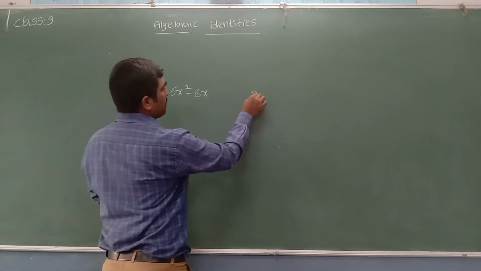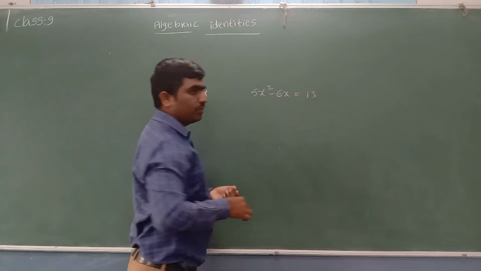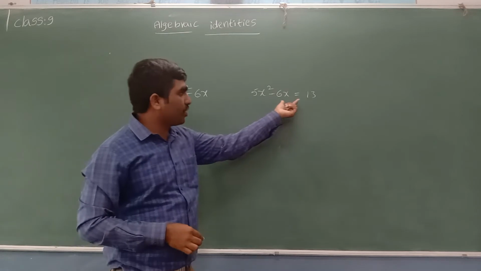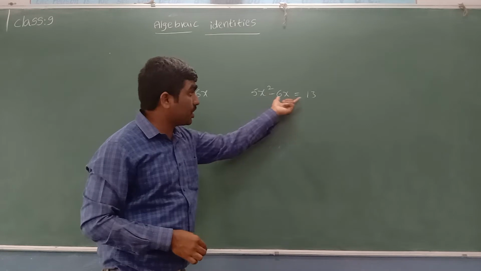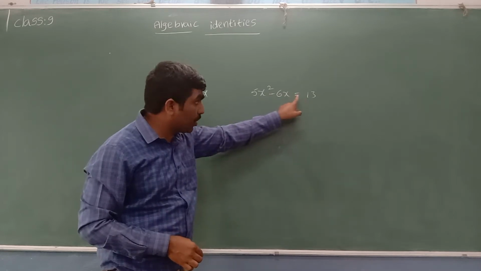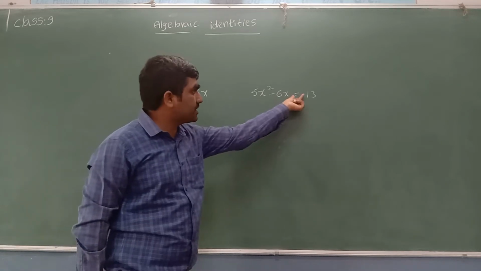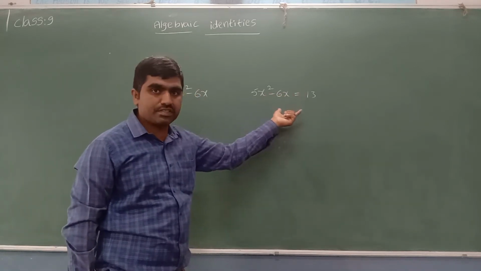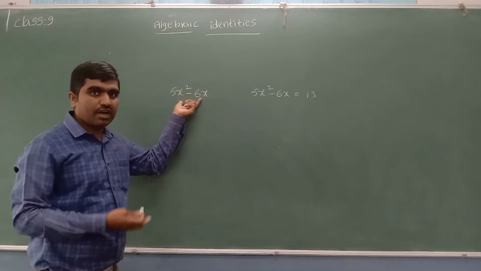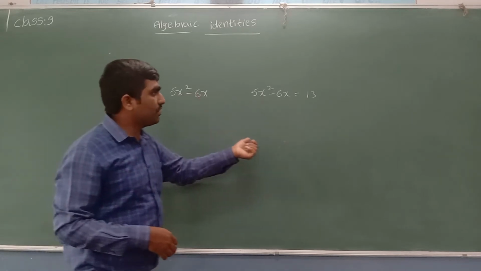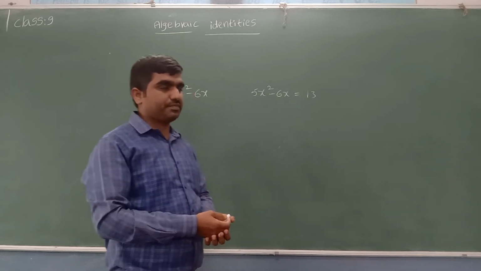Now let me take one more example here. 5x square minus 6x is equal to 13. What do we call this? It is an equation, which has an equality sign, an equality symbol. A collection of terms having an equality symbol is called an algebraic equation. An equation which contains constants and variables is called an algebraic equation. A collection of terms is an algebraic expression; a collection of terms with an equality sign is called an algebraic equation.